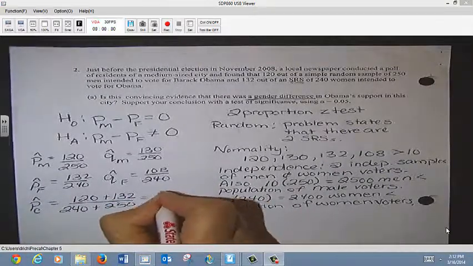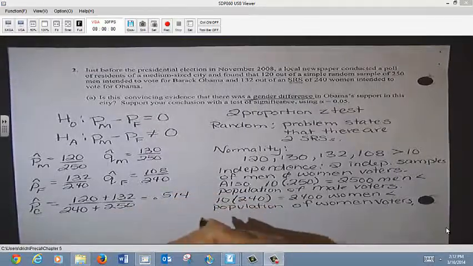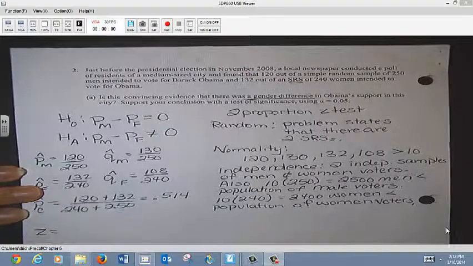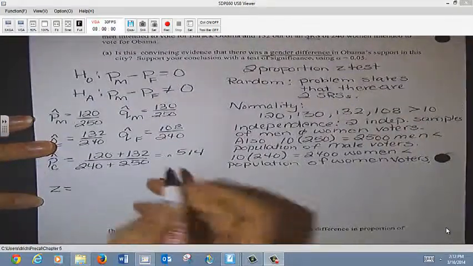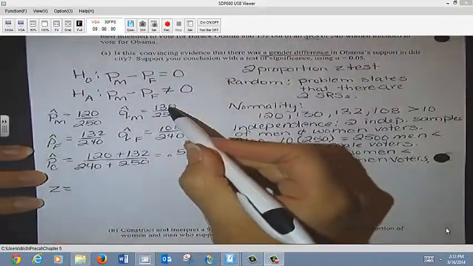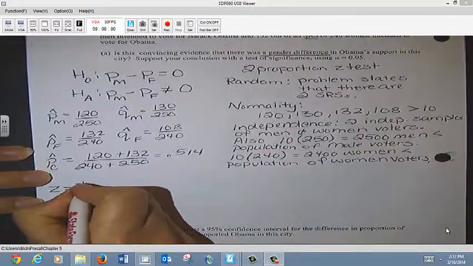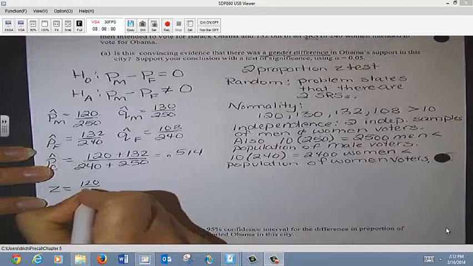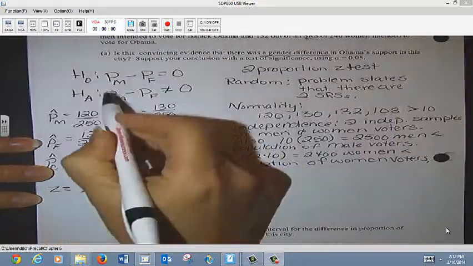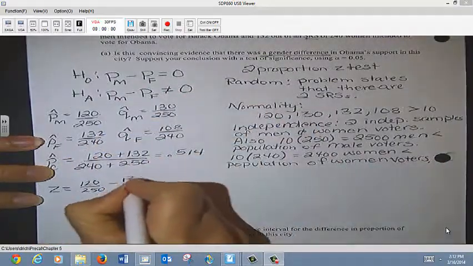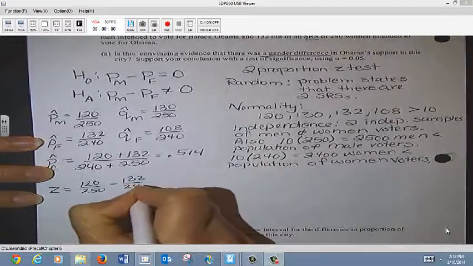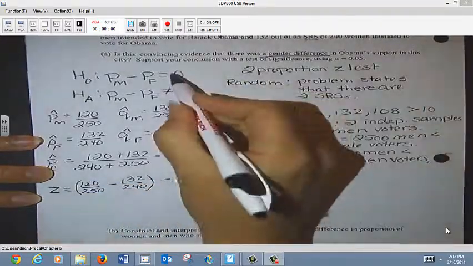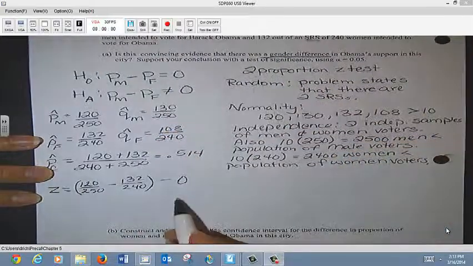So our test statistic, our z, is the difference in our statistics, 120 over 250, minus, and make sure it's male minus female, 132 over 240. That's the statistic, minus the parameter, and the difference in the parameters here is 0, and that's going to generally happen on these tests, over the standard deviation of the statistic.